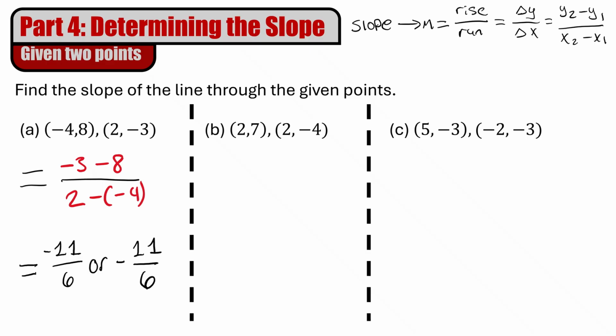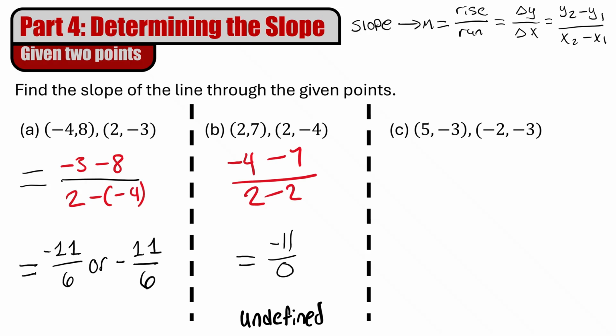In example B, notice how both points have the same x value, which is 2. Using the slope formula, this will become (-4 minus 7) over (2 minus 2). This will result in -11 over 0. Since we cannot divide by 0, the slope of this line is undefined.